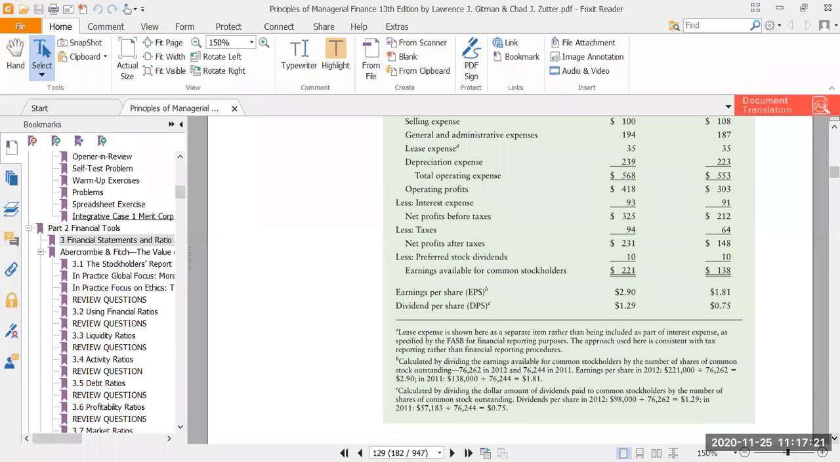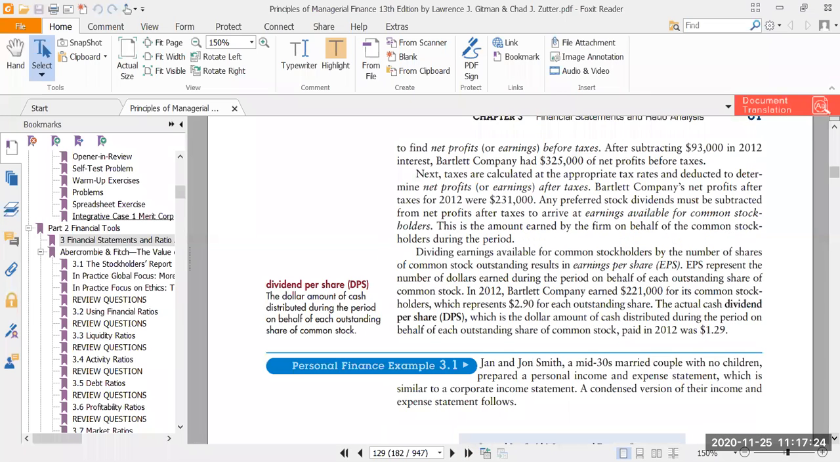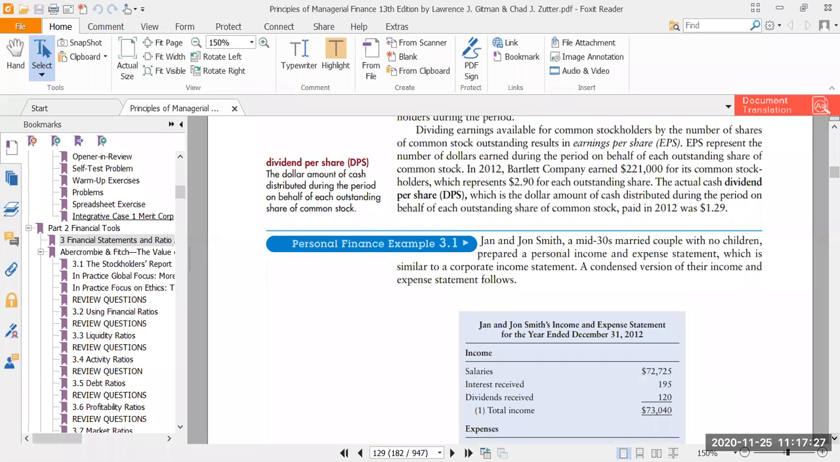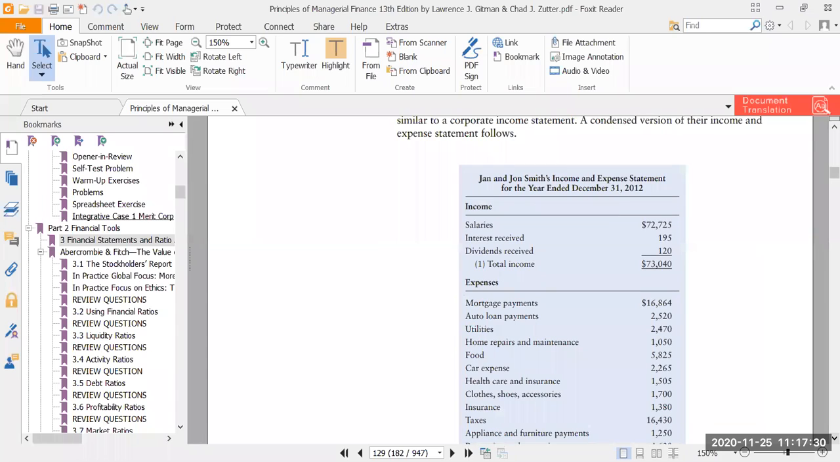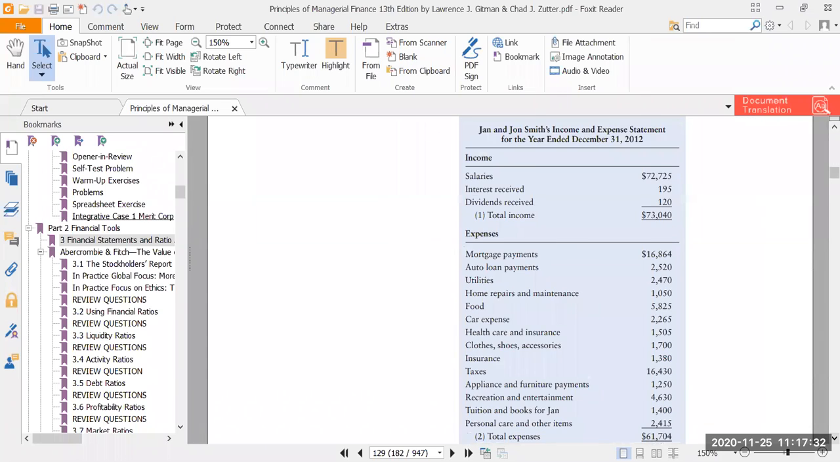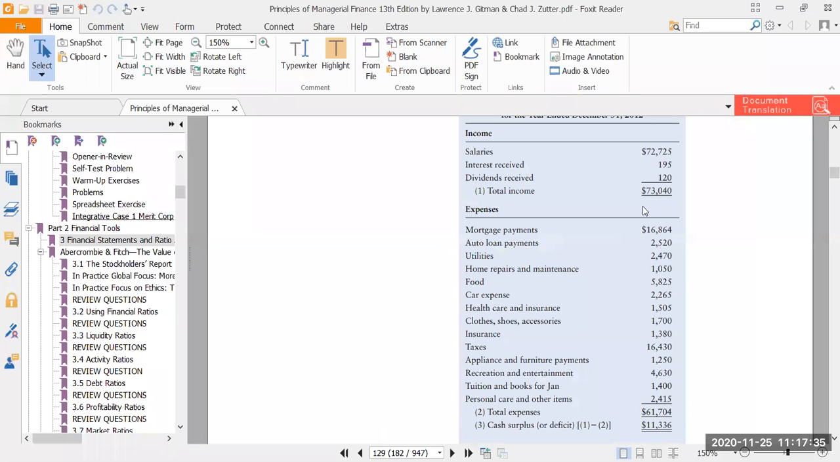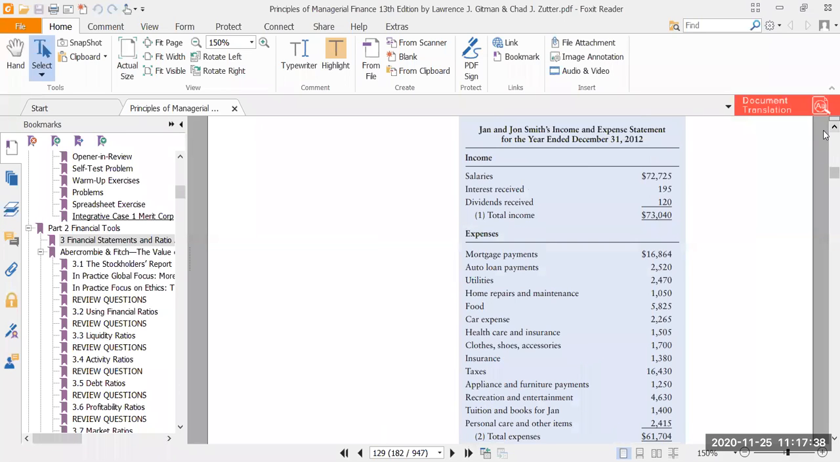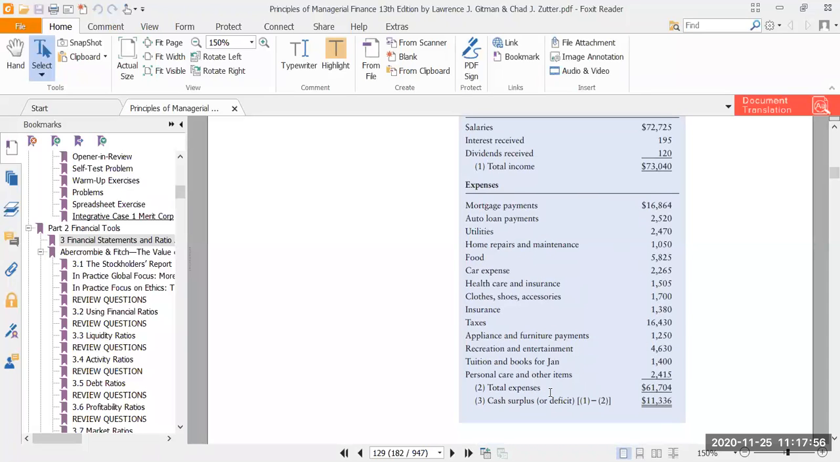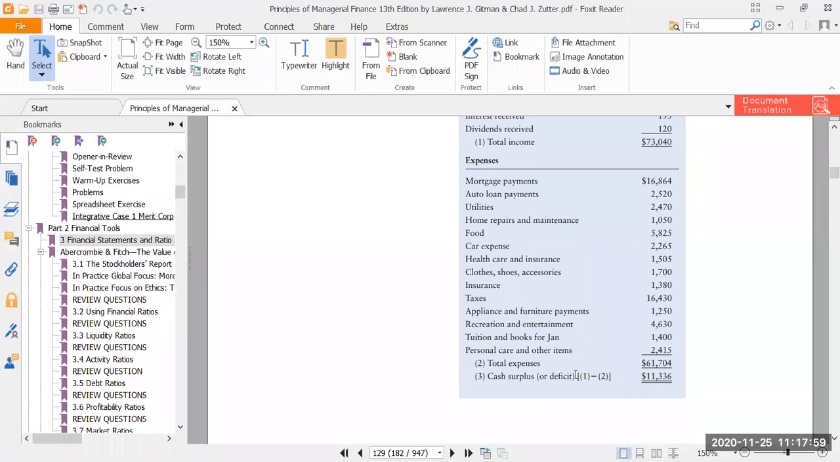Okay, so this is all about the income statement. So you are well aware of the income statement. Here is again an income statement given as an example. If it is a company which is providing services, you can see here the salaries which are taken, interest received, dividend received. So these are all the things from other income. Total income is there, then we have different expenses, and this is going to be the cash surplus, total expense, cash surplus or deficit, which is also called the profit.